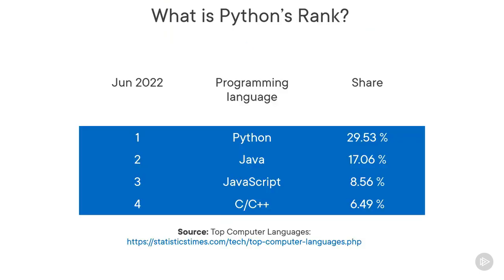But is it popular and widely used? Well, it's actually number one on the chart of programming languages out there, with a market share of 29.53%. Now, I've listed the link there so you can check back in the future to see how Python is doing. But as of right now, the trend has it continuing to grab more market share among programming languages.